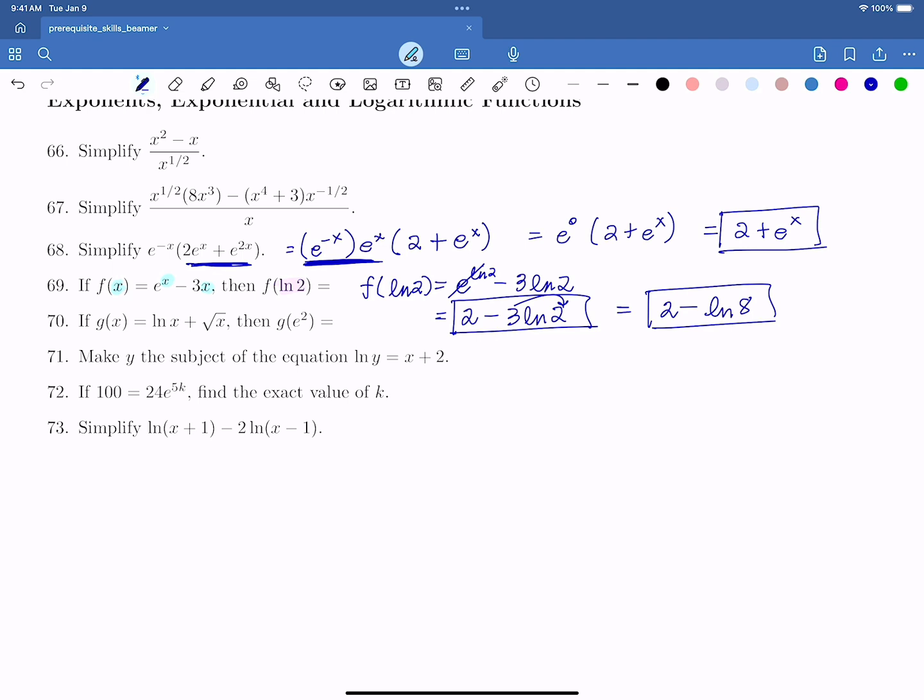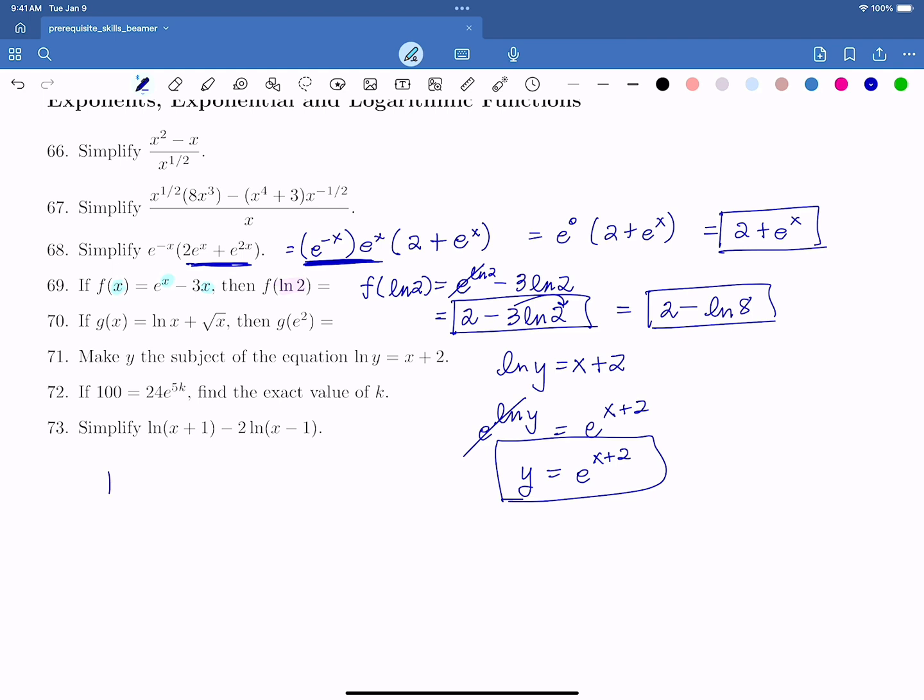Okay, make y the subject of the equation. ln y equals x plus 2. I'm going to exponentiate both sides. E to the ln y equals e to the x plus 2, like so. Then use my property of logs to simplify. That's just a y on the left, e to the x plus 2, like so.